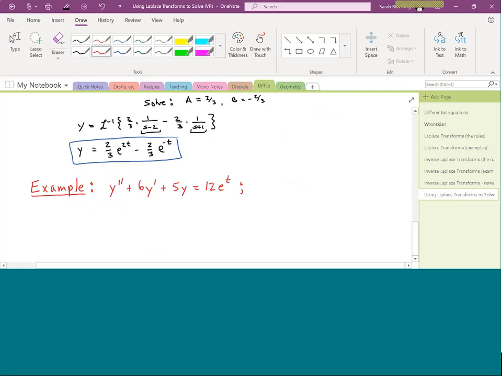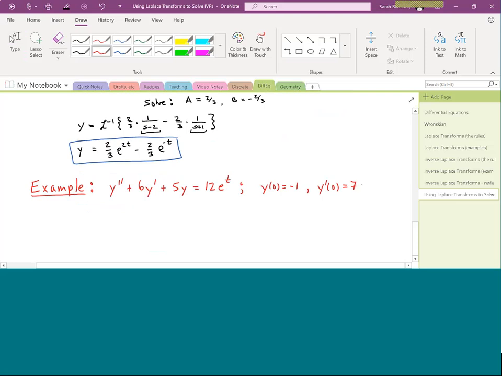So this one, again, has constant coefficients. We've got the second derivative plus 6 times the first derivative plus 5 times the original function. On the other side of the equals, we have 12e to the t. We have 2 initial conditions since it's second order. So we've got y at 0 equals -1, and the derivative is going to be 7, both when t equals 0.